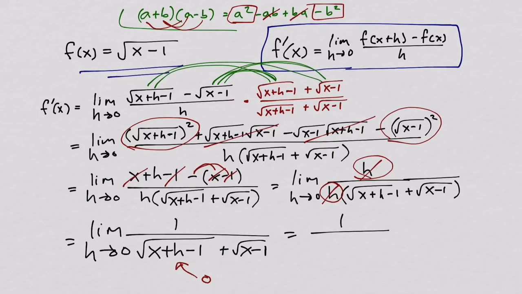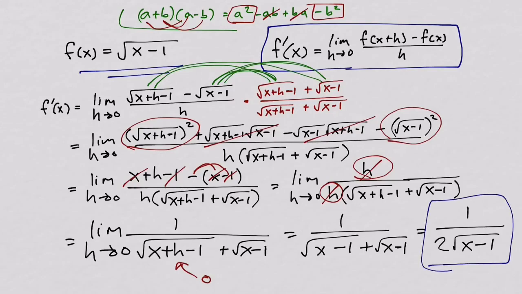And so I can write the expression without the limit notation as 1 over the square root of x minus 1, because that h became 0, plus the square root of x minus 1. Or more simply, this is just 1 over 2 times the square root of x minus 1. And so that is a nice kind of simplified expression for the derivative. My original function was the square root of x minus 1. Using the limit definition of the derivative, we ended up with 1 over 2 times the square root of x minus 1.